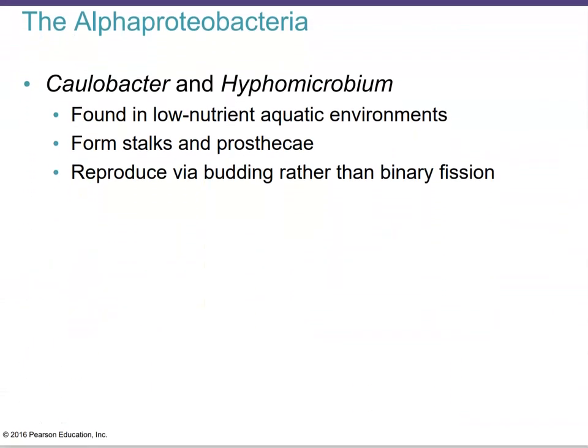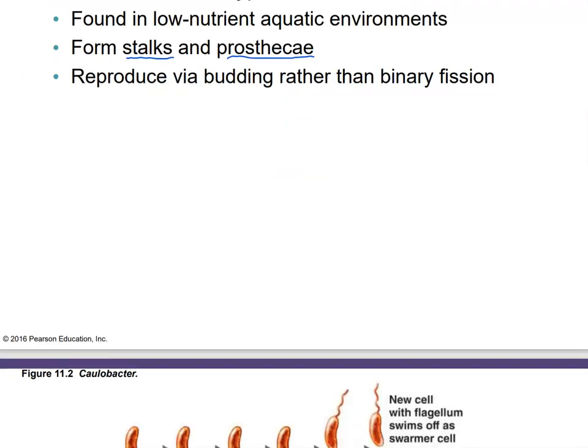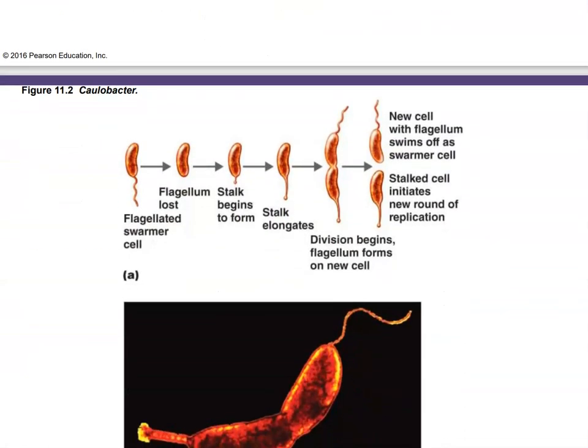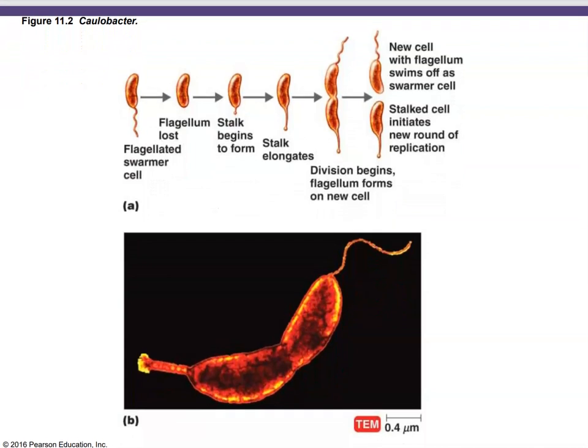Continuing with more alpha proteobacteria, we have Caulobacter and Hyphomicrobium. You probably have never heard of them. They also have this very low nutrient requirement. Mostly they are in aquatic environments, and they form these stalks and prostheses. They reproduce via budding rather than binary fission, which makes them kind of similar to yeast-like growth that also reproduces by budding. But anyway, so here's an example, pretty exotic actually. Caulobacter, here you can see these stalks, and they're forming sort of a means of attachment here.